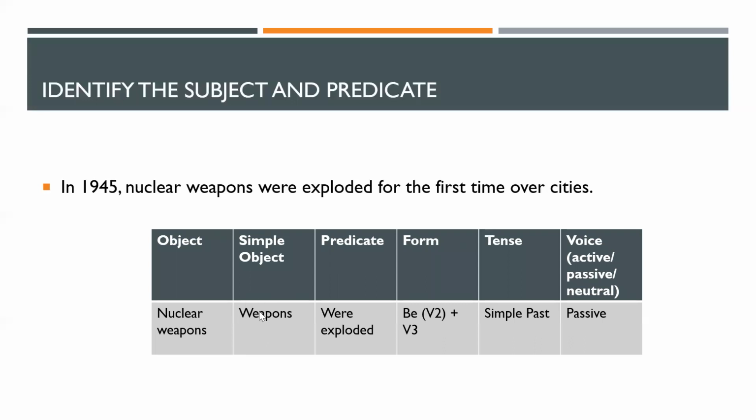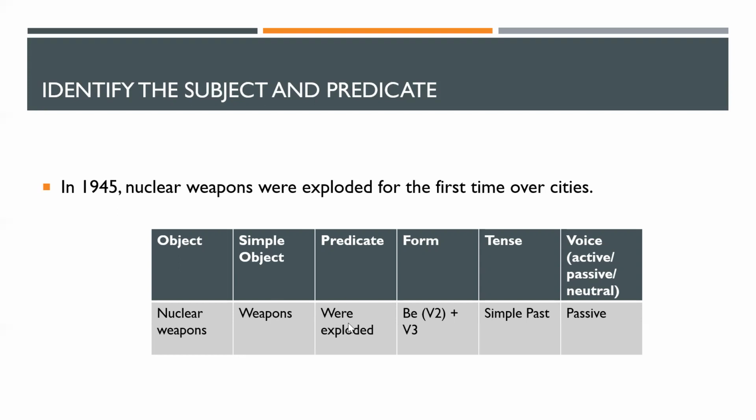The next one, after you have weapons as the simple object, you can go to the sentence. You have the word exploded. "Exploded" is the predicate. And then as you can see here, you have "were." "Were" is "be," in the form of verb to, right? Why do we use "were" here? Because we have weapons with s, right? If the weapon is without s, we have "was." But if we have s here, the predicate is "were."